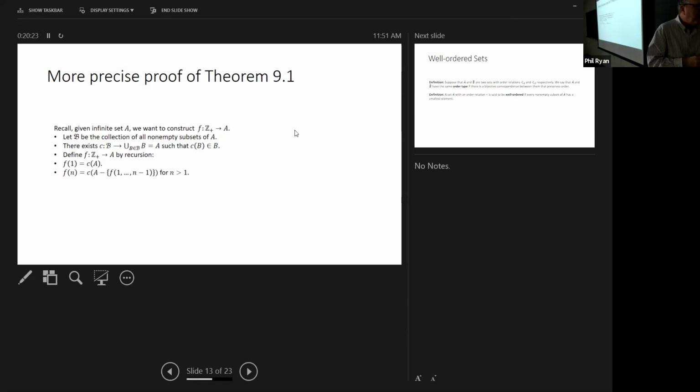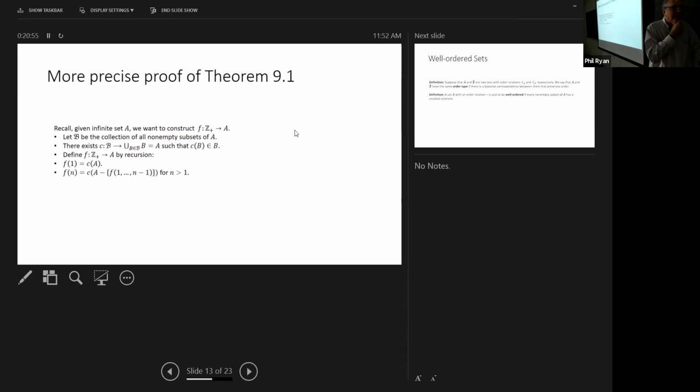Of course, you need A to be infinite to be able to do this recursion, because if A is infinite, at each step, when we take away an element, we're still left with an infinite set. So we can keep on choosing. f is now unique. It's based on C and our choices, and the fact that f is injective also follows straight away.